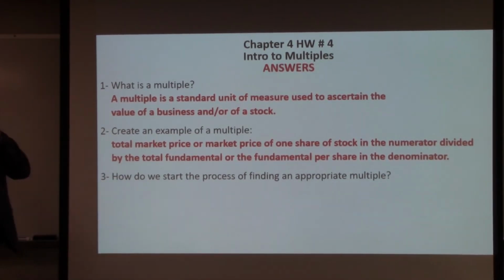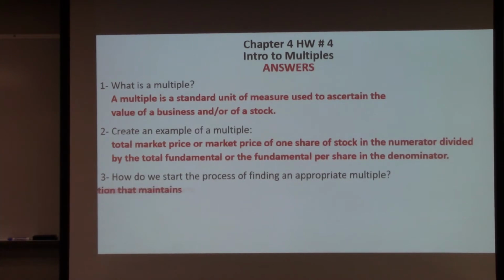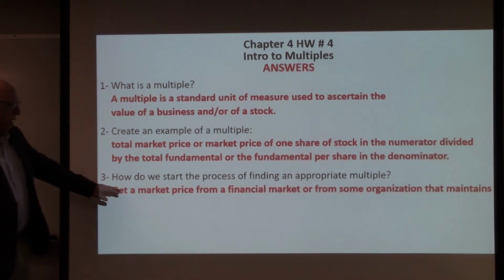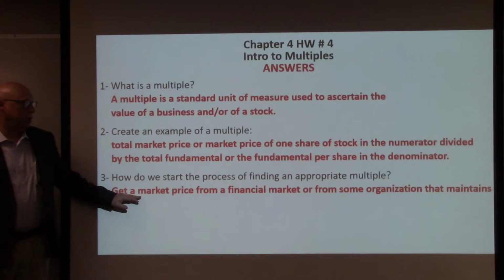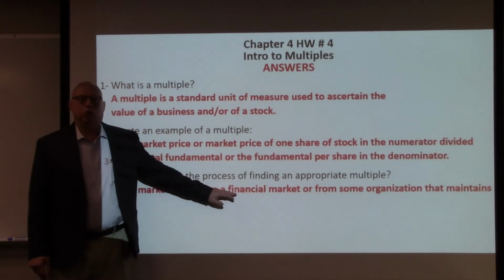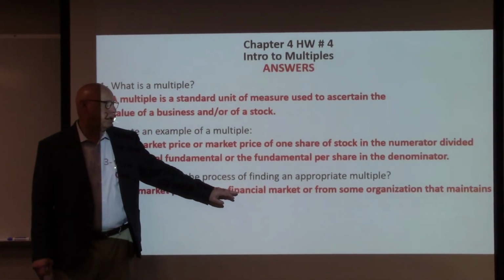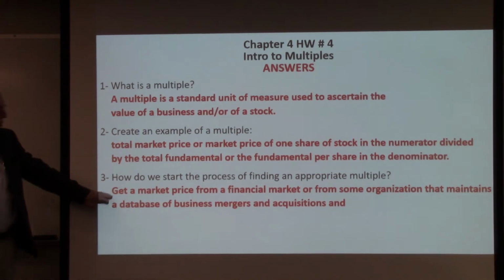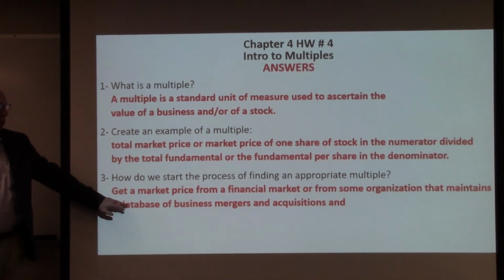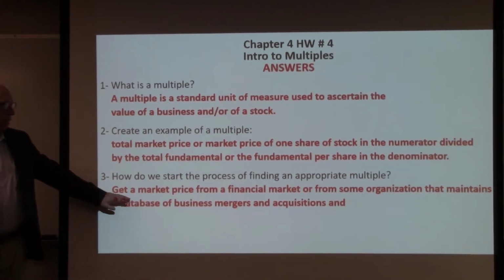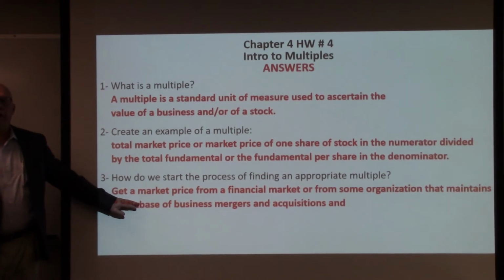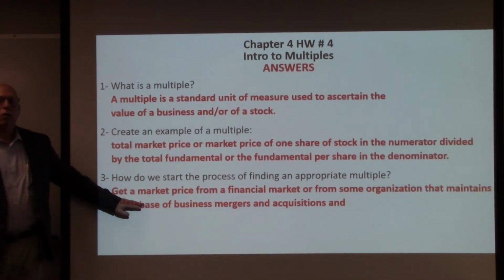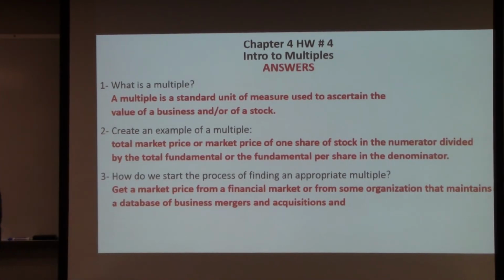So how do we start the process of finding an appropriate multiple? Well, we get a market price. And where do we get a market price from? A financial market, stock market, bond market, commodities market, currency market, or from some organization that maintains a database of business mergers and acquisitions. So there are lots of businesses out there that have data on transactions, purchases and sales of businesses.